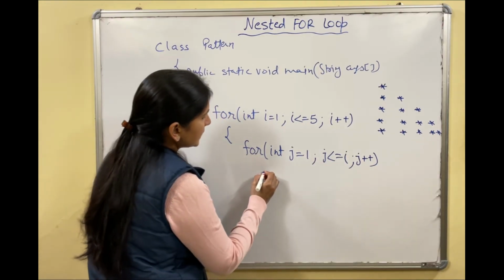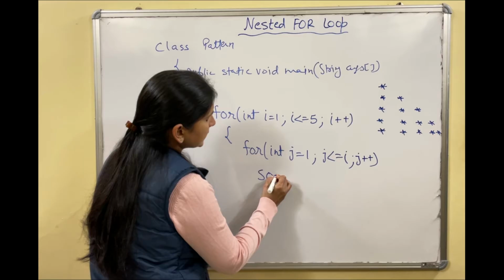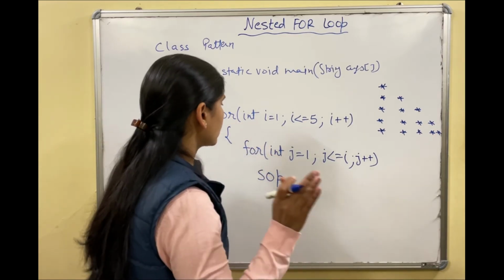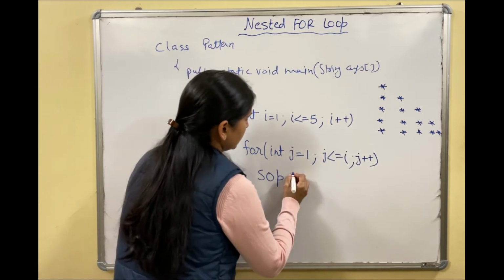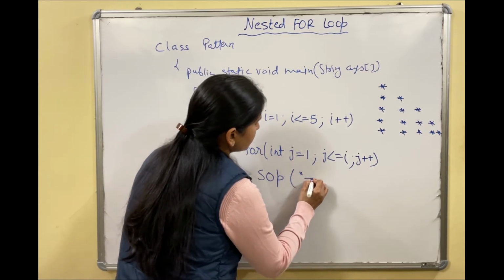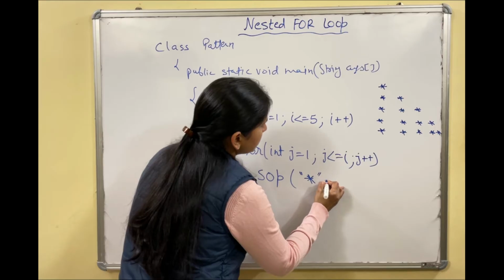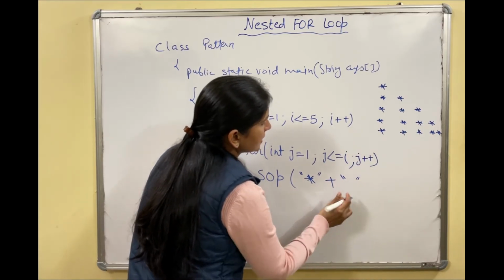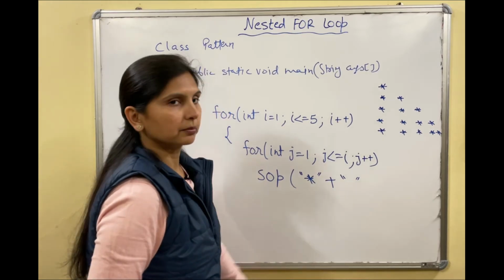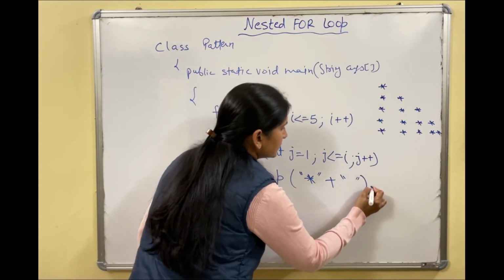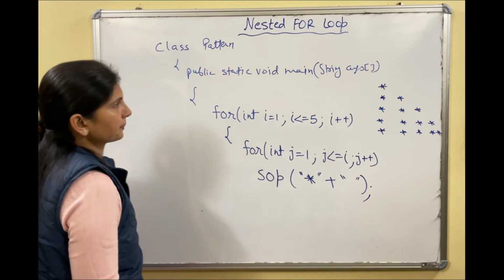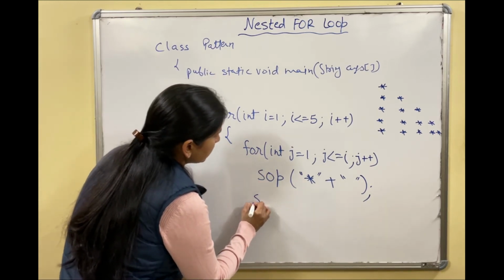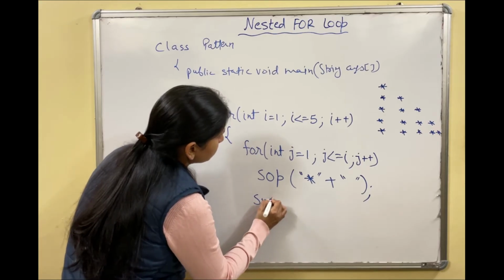So j less than equals to i. And what will I display? SOP, System dot out dot print. And you will write complete System.out.print, not println. What I have to display? Asterisk. Then plus, 1 space. So with 1 space, I will put double quotes, then semicolon, right? Then I will write SOPLN, or System.out.println.